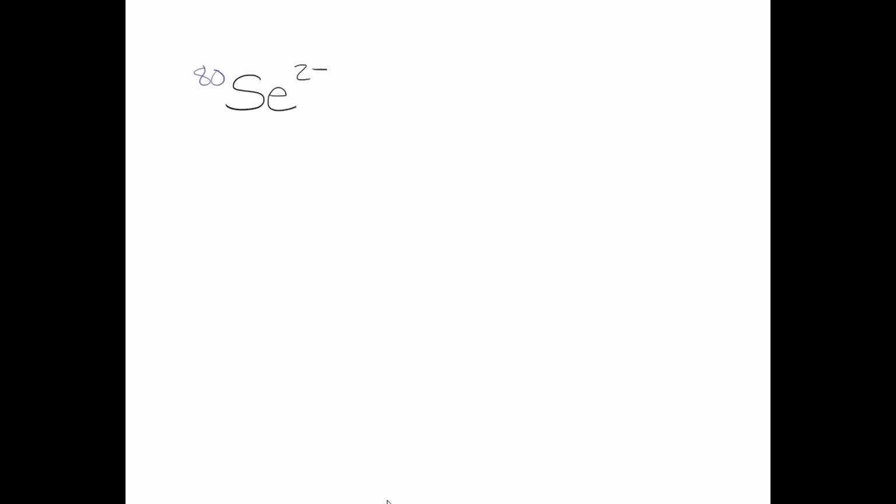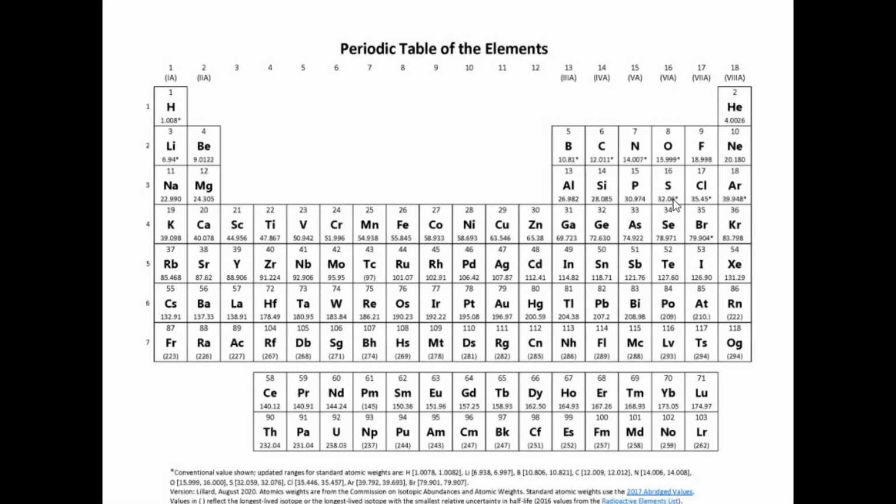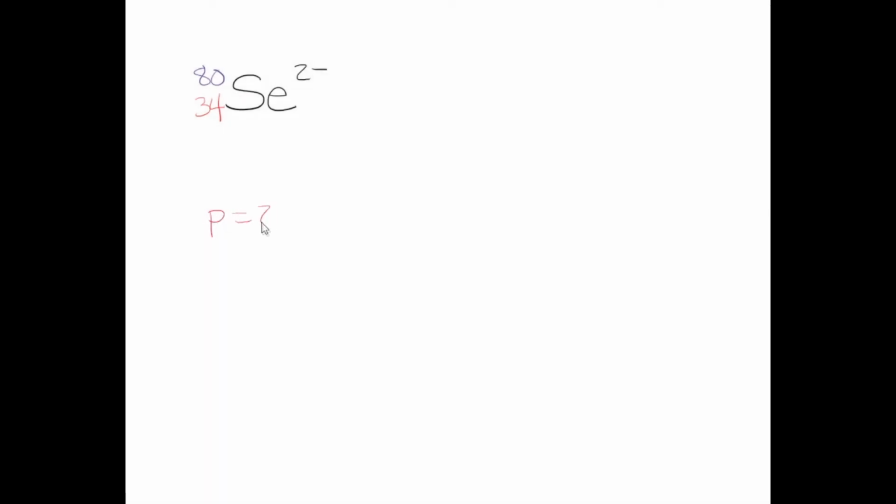The mass number A equals 80. The atomic number is 34. So the protons equals 34. And the neutrons are calculated as 80 minus 34 equals 46.